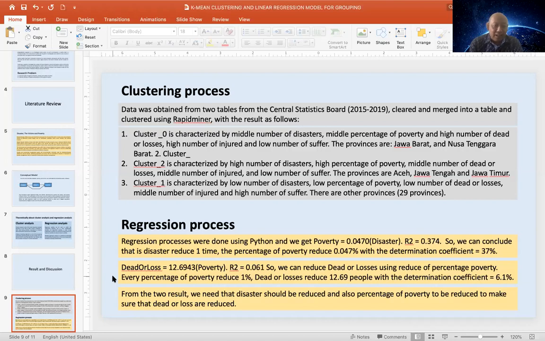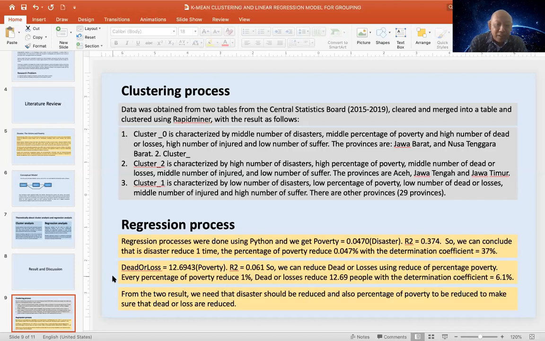And cluster 1 is characterized by a low number of disasters, low percentage of poverty, low number of deaths or losses, middle number of injured, and high number of suffered. These are the dominant provinces. We have about 29 provinces in cluster 1.